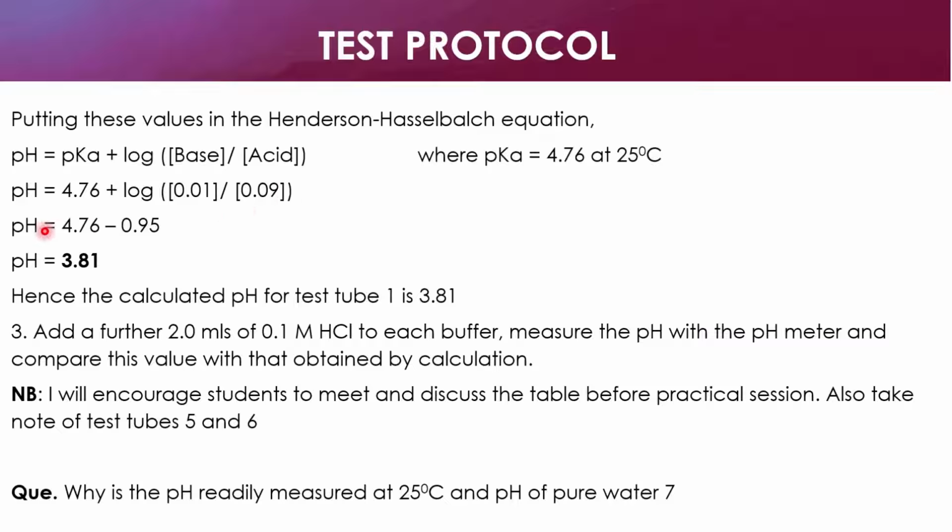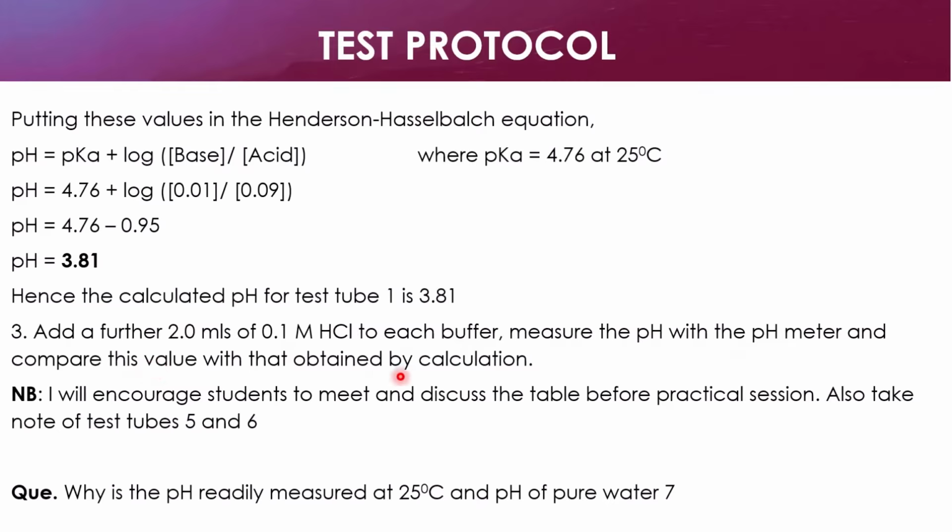So our pH will give us 4.76 minus 0.95. So the pH will be equal to 3.81. Hence, the calculated pH for test tube 1 is 3.81. So when we are done with this, the third step says add a further 2 ml of 0.1 molar HCl to each buffer and measure the pH with the pH meter, and compare these values with that obtained by calculation.